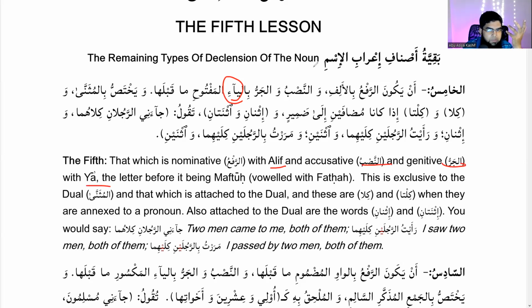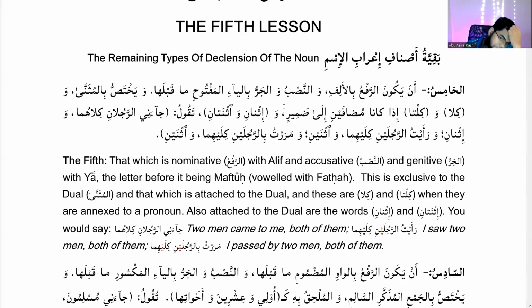So which ya is it? الياء المفتوح ما قبلها. Not any ya, but a ya whose previous letter has a fatha. The previous letter should have a fatha. وَيَخْتَصُّ بِالْمُثَنَّى وَكِلَا وَكِلْتَى.